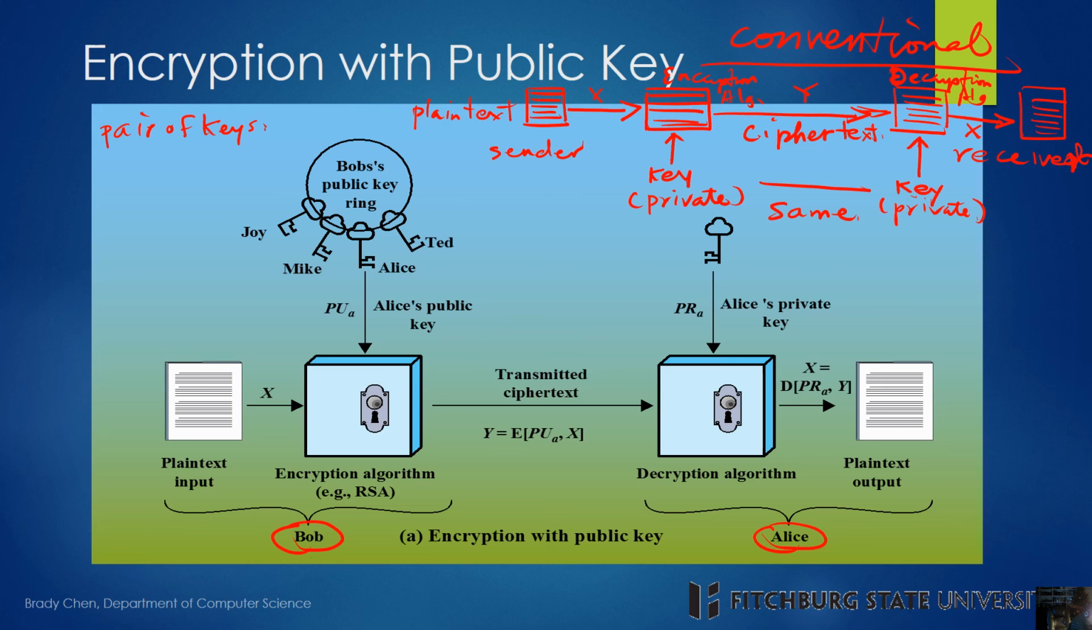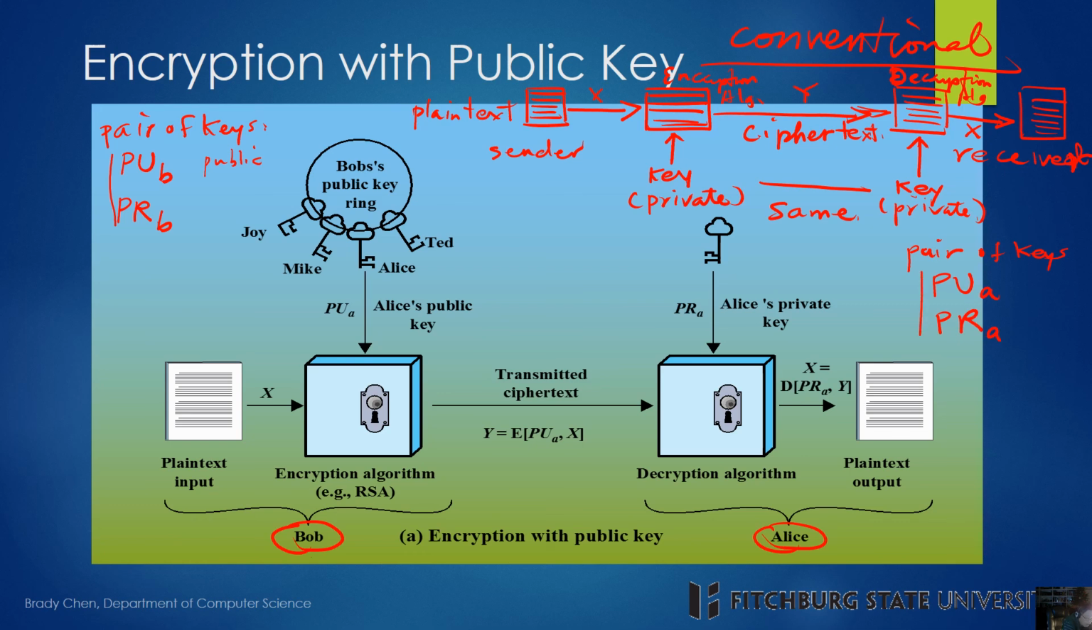One is called a public key, and we use PU, and then we use the subscript B, which represents Bob. Okay, so that's a public key. And Bob also needs to create a private key, PRB. So that's the pair of keys Bob needs to create. And the same thing for Alice. So Alice also needs to create her pair of keys. One is the public key for Alice. The other one is the private key for Alice.